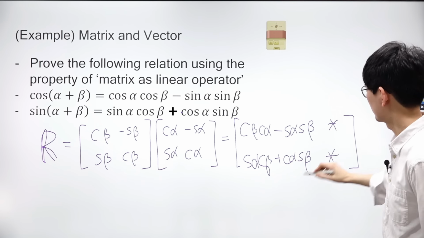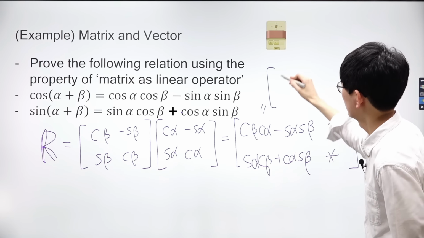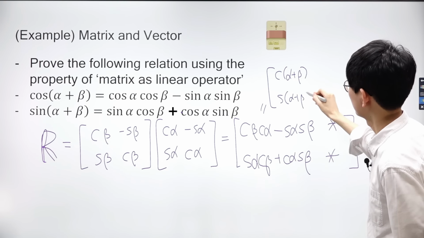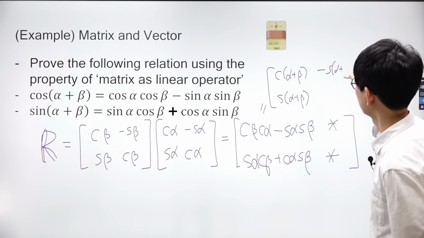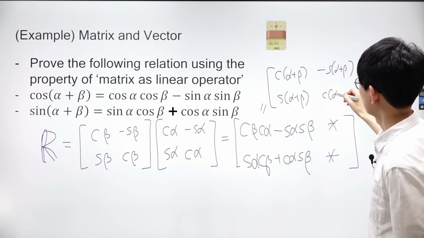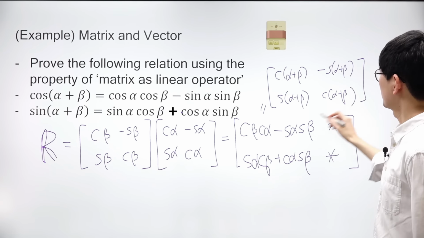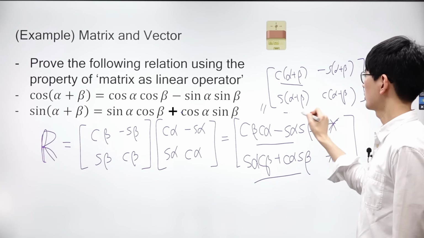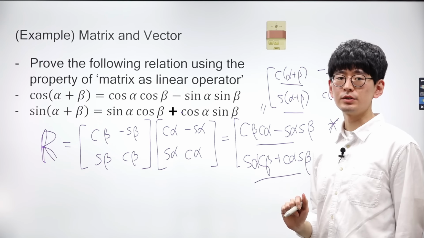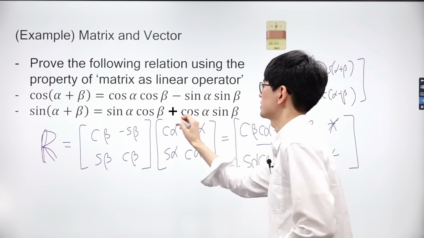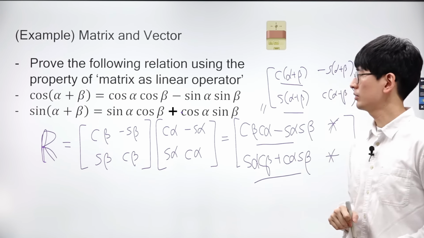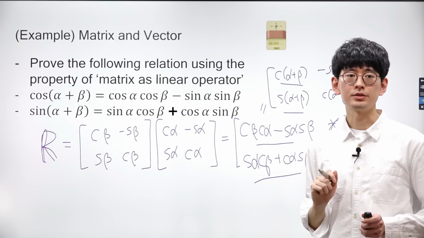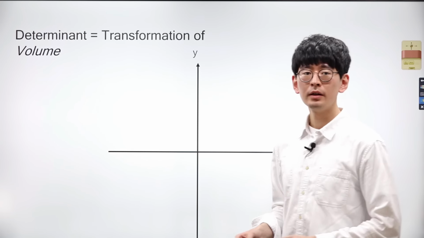Using the addition formulas for sine and cosine, these expressions simplify to cosine alpha plus beta, sine alpha plus beta, negative sine alpha plus beta, and lastly, cosine alpha plus beta. The first column of the resulting matrix aligns with these addition formulas. This example demonstrates how the multiplication of two rotation matrices can be understood through the lens of the sine and cosine addition formulas.